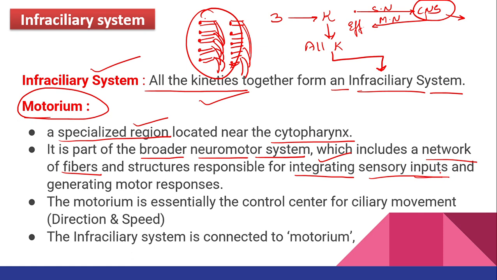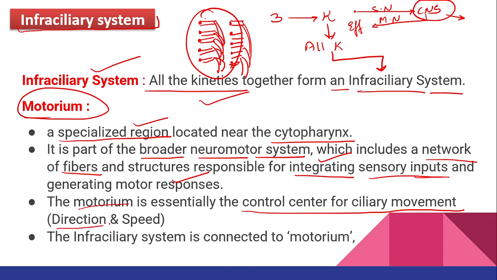So there will be sensory input. That means sensory nerves are going to bring the input and then generate a motor response. Okay. Now the motorium is essential as the control center of ciliary movement. So we know that the infraciliary system will do its function. But how does it do it? Who gives the information? Okay, you have to do your function. Who gives it? It's your motorium.